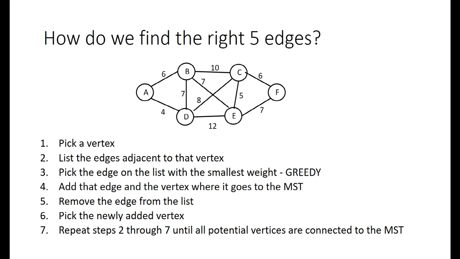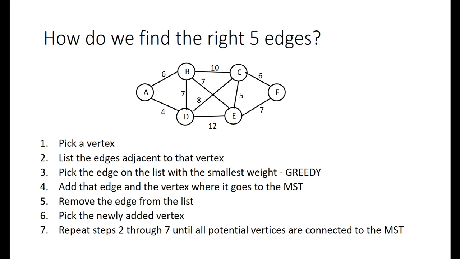So this is the basic algorithm to do a weighted minimal spanning tree. We pick a vertex, doesn't matter which one, any of them will work, any of them will give us a result that's equally good. There may be more than one result that's equally good, but it'll give us one of them. Then we list the edges adjacent to that vertex. We pick the edge on the list with the smallest weight. Notice that should sound familiar. This is an example of a greedy algorithm. We talked about greedy algorithms, and here it's actually going to give us an optimal result.